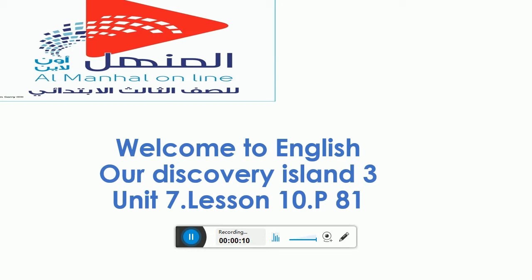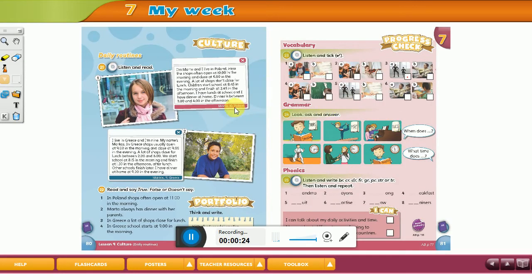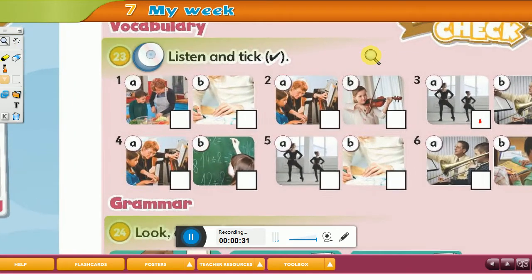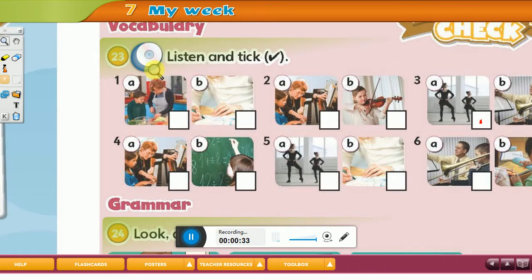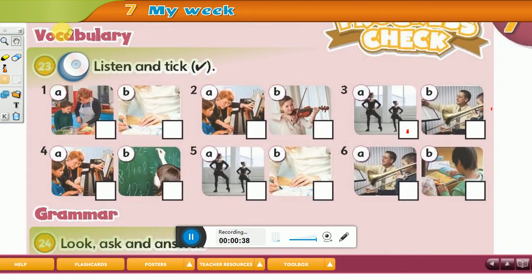Open your student's book, page 81, Unit 7, Lesson 10. Open it. Listen and take.